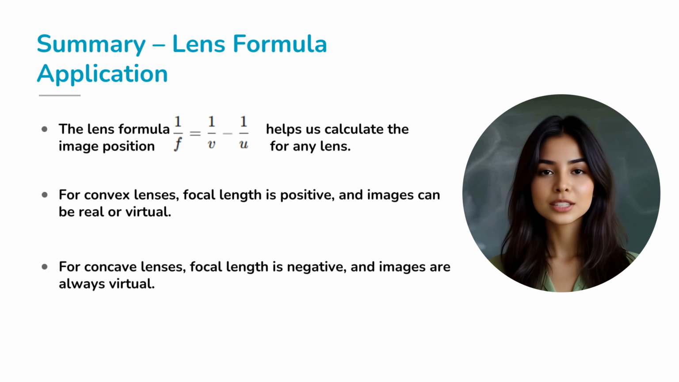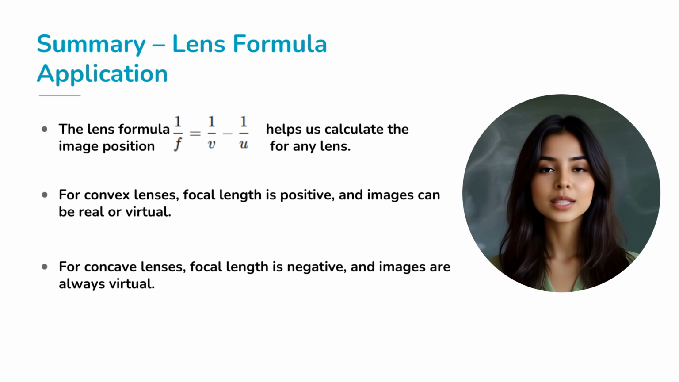For convex lenses, the focal length is positive. And depending on where the object is placed, these lenses can form real images, like those in cameras and projectors, or virtual images, like in magnifying glasses. On the other hand, for concave lenses, the focal length is always negative. And these lenses always give us virtual, upright, and diminished images, which is why they're used in devices like door peepholes.